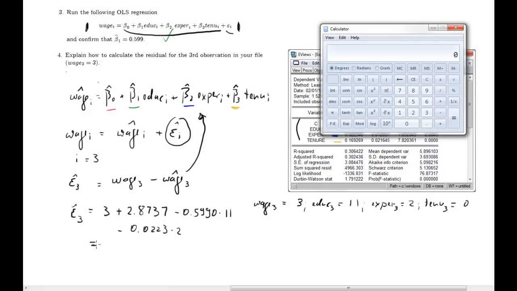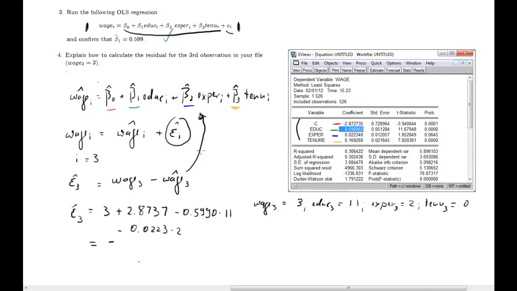Let me bring up a calculator. So we have 3 plus 2.8737 minus, and open parenthesis, 0.5990 times 11, close parenthesis, minus 0.0223 times 2. So the result is negative 0.7599. So what does that mean? We have a negative residual. That means that the estimated wage is larger than the actual wage. Okay, so that's what the meaning of a negative residual is.